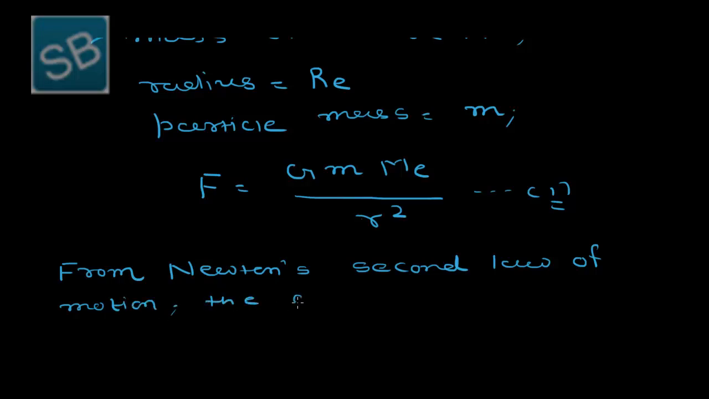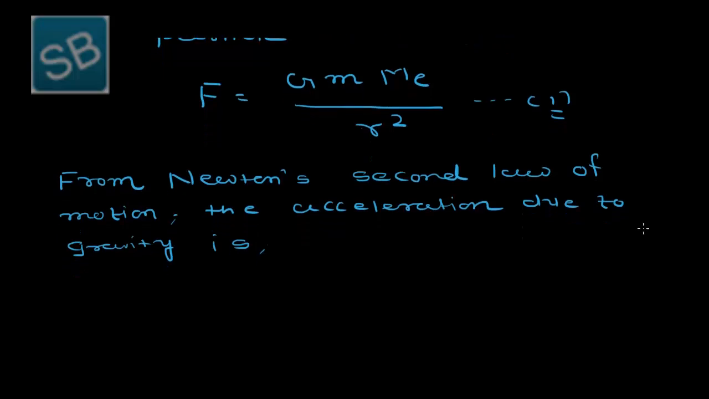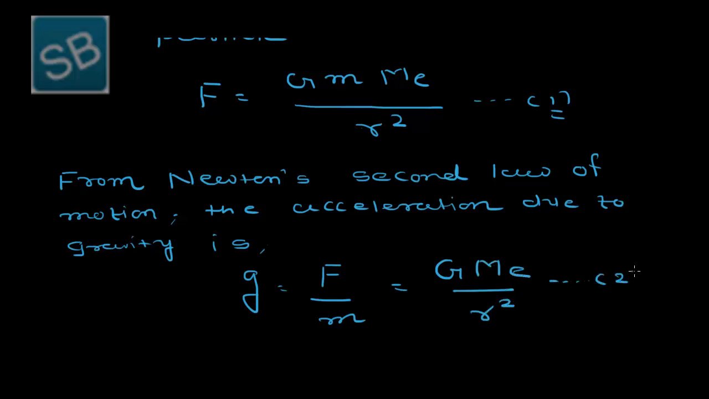the acceleration due to gravity is defined as g equals F over m equals G Me over r squared. So that is equation number 2.